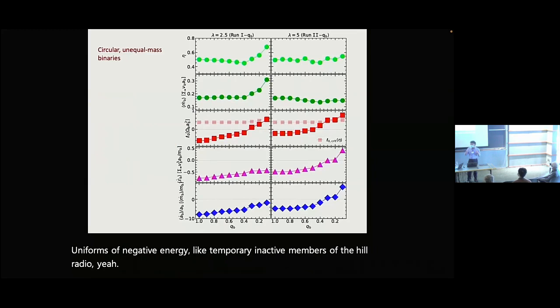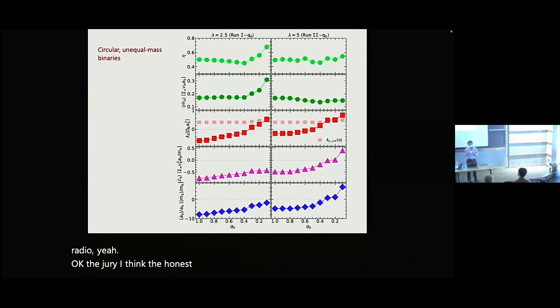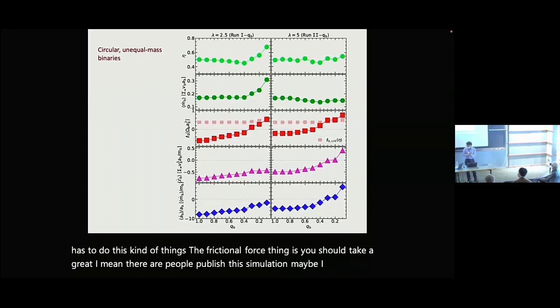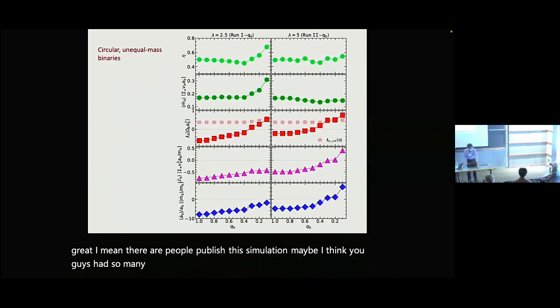Okay, I think the honest answer is the hydrodynamics is complicated. One has to do this kind of thing. The frictional force thing, you should take with a grain of salt; there are people who publish this kind of simulation, so many that I cannot keep track. I think that's fair, probably. There are uncertainties. Totally fair.